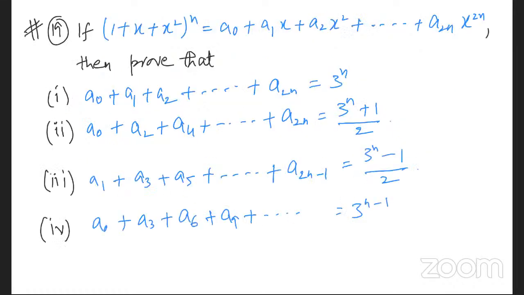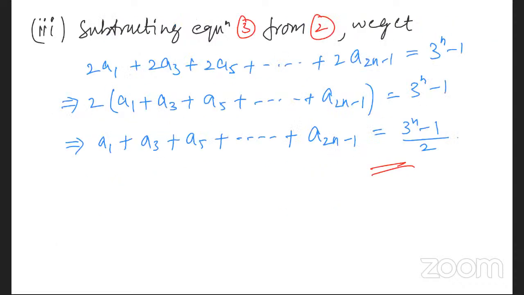If you look at this one, a1 plus a3 plus a5 plus so on, a2n minus 1 is equals to 3 to the power of n minus 1 by 2. You got the same thing. Let us solve the fourth bit. The fourth bit is a little bit different. We shall see the proof.